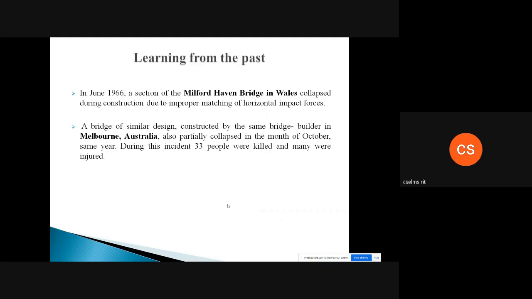Learning from the past. For both standard experiment and engineering as experimentation, the project should be started after learning from the past. For example, in June 1966, the Milford Haven Bridge in Wales collapsed due to improper matching of horizontal impact forces. The same reason had caused a tragedy previously. So the engineers who built the bridge must have undergone the previous research, the background research. If they had learned from the past, they might have prevented the tragedy.